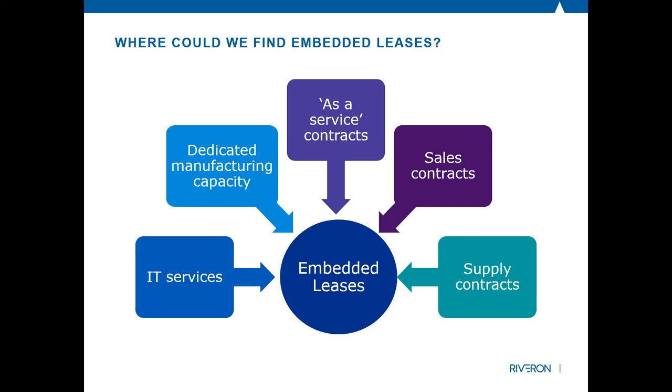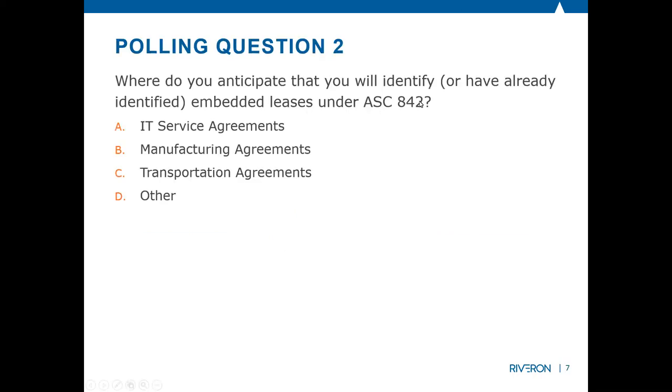We're going to get into some examples of those, but let's hit the next polling question quickly just to gauge where everybody's at on some of these. We're going to launch the next polling question. All right, so polling question number two. Where do you anticipate that you will identify or have already identified embedded leases under ASC 842? IT service agreements, manufacturing agreements, transportation agreements, or other?